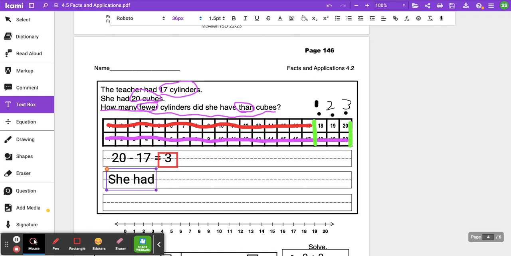She had 3 fewer cylinders than cubes. So here the she have is kind of in the middle of the sentence, but we're going to say, how many fewer cylinders did she have than cubes? She had 3 fewer cylinders than cubes. And we know that because 20 minus 17 is 3.